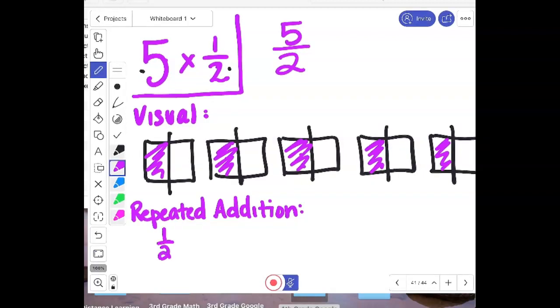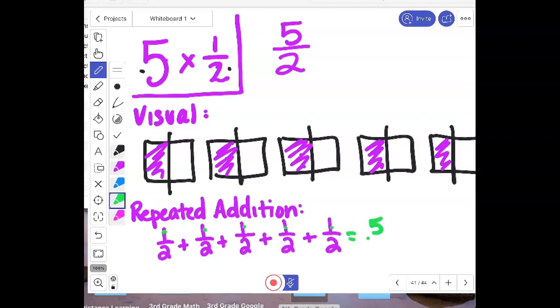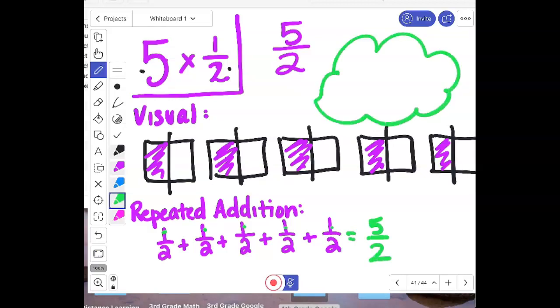I can also show that as 1/2 5 times. So 1/2 plus 1/2 plus 1/2 plus 1/2 plus 1/2. Altogether, that equals 1, 2, 3, 4, 5 halves. So our answer to 5 times 1/2 is 5 halves.